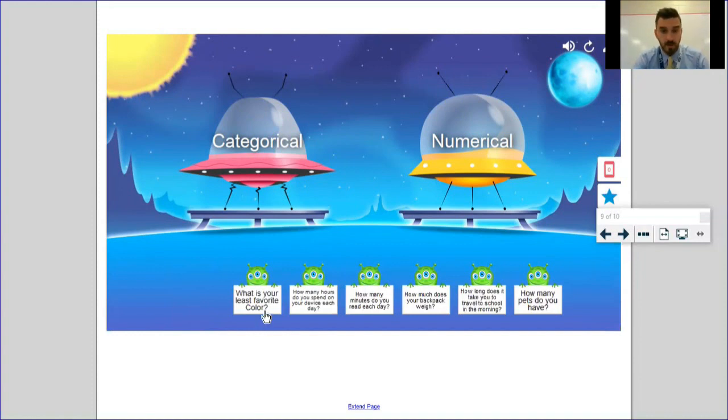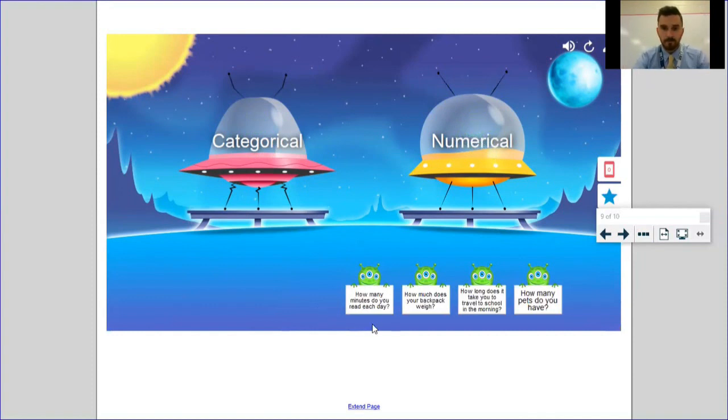Hope it was right. Next, what is your least favorite color? Think about how you would answer that. That would be categorical. I'd say probably green. How many hours do you spend on your device each day? You would answer that with numbers, numerical. And normally I'd say you better not be on there much, but with virtual learning, hopefully you're on there utilizing your time wisely.